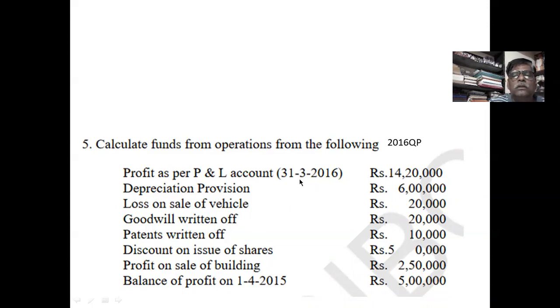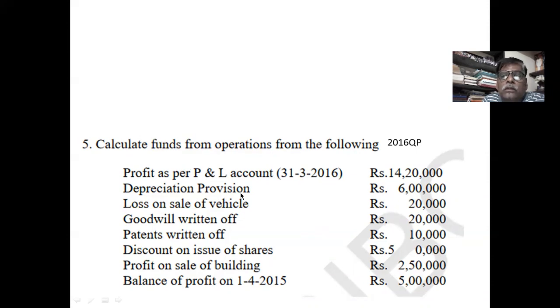Okay, today we see the 2016 question paper of Rani Chennamma University. In this question paper, the 5 marks question number 5 is connected with calculation of funds from operation. The P&L account balance as on 31st March 2016 is given, and thereafter depreciation provided.